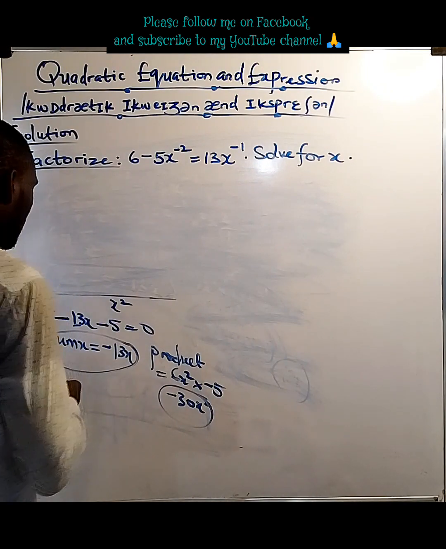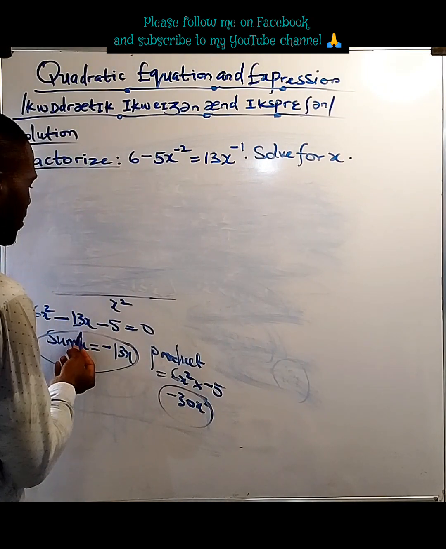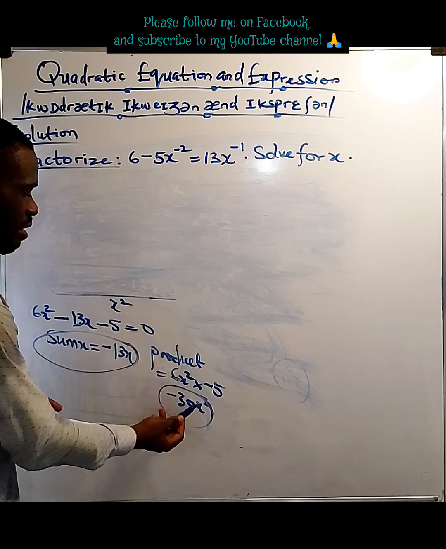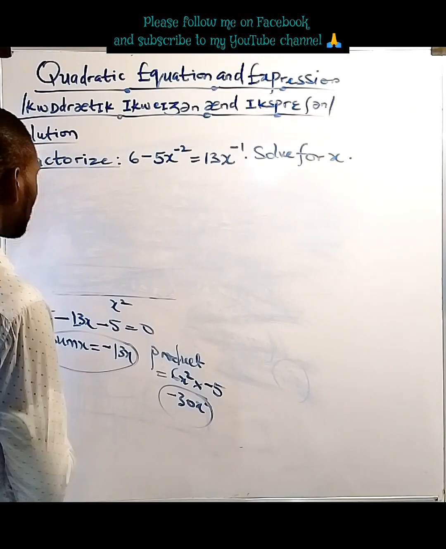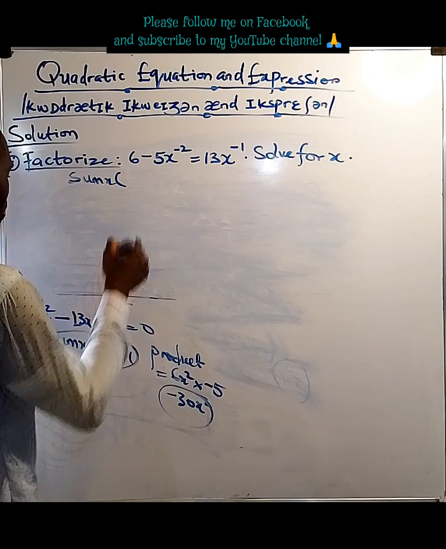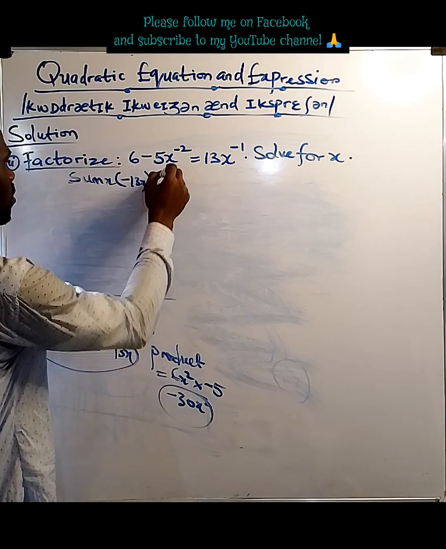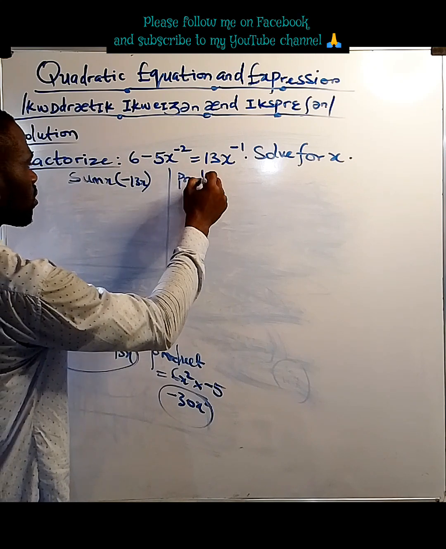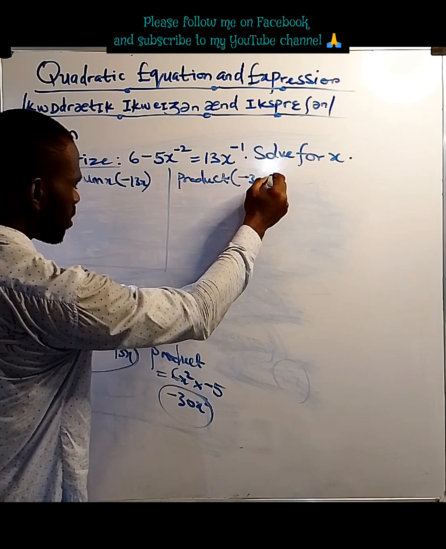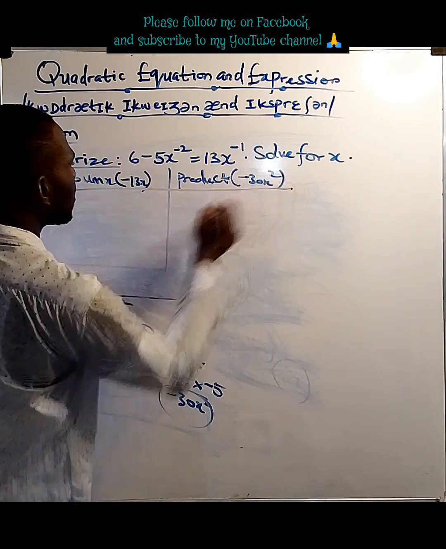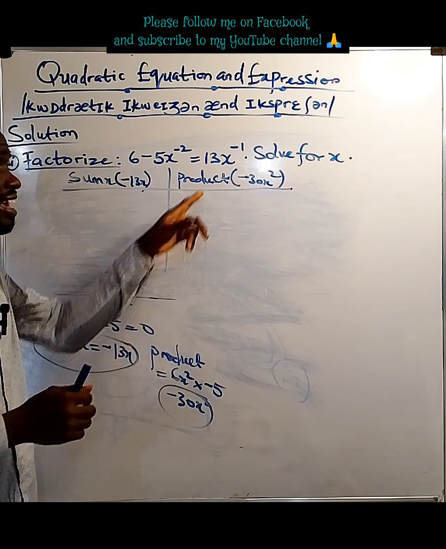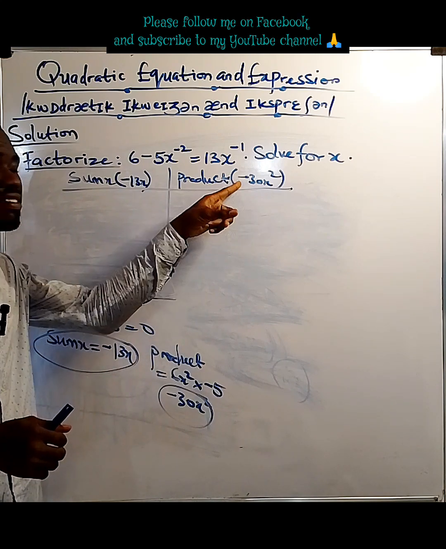So right here, what do we have? 6x squared minus 13x minus 5. We have our sum x to be minus 13x. We have our product to be minus 30x squared. So right here, we write it: our sum x is minus 13x. Our product is minus 30x squared. Now don't forget the first thing you have to pay attention to is the kind of product that we have. Here we have a negative product.